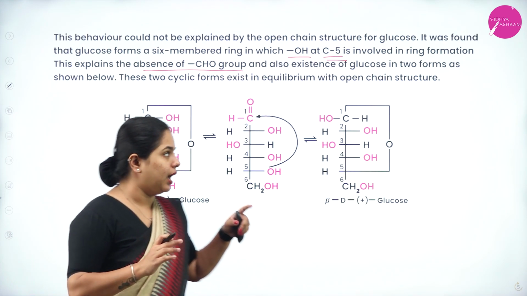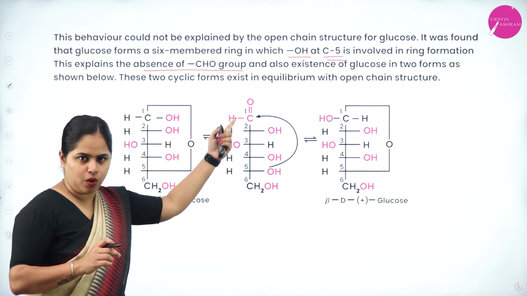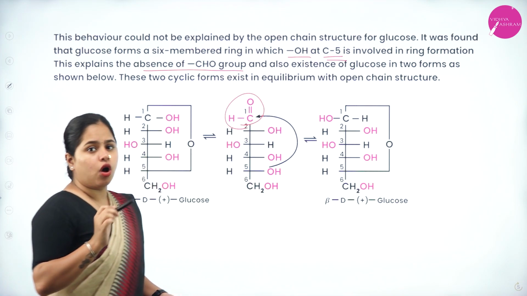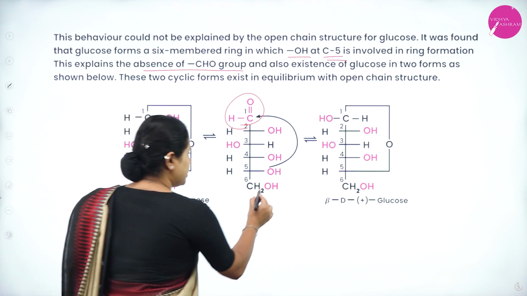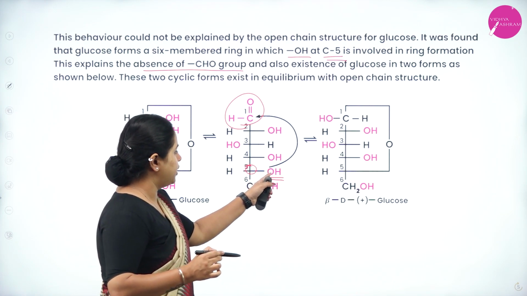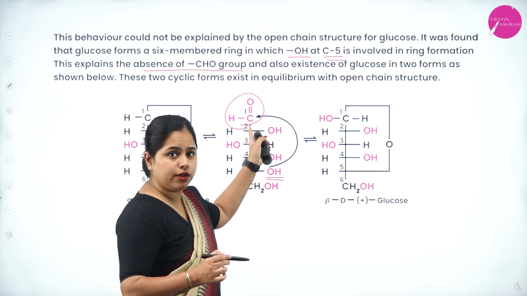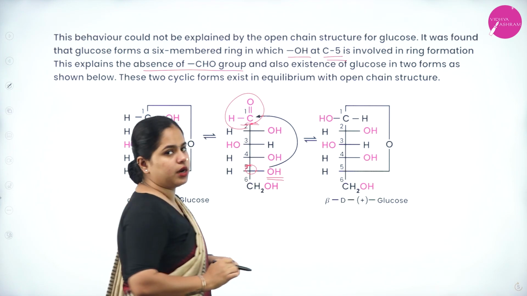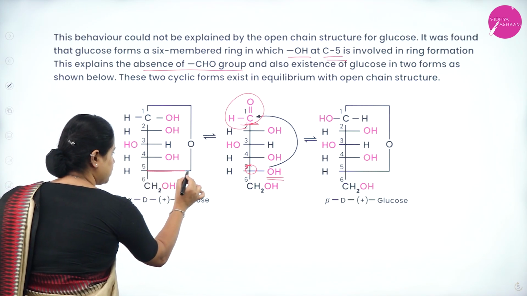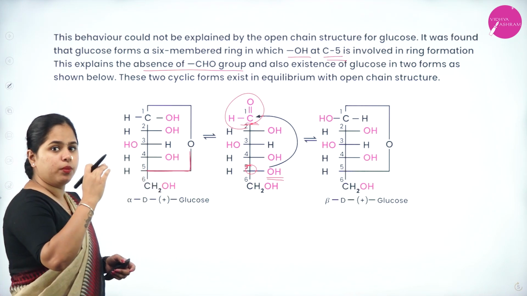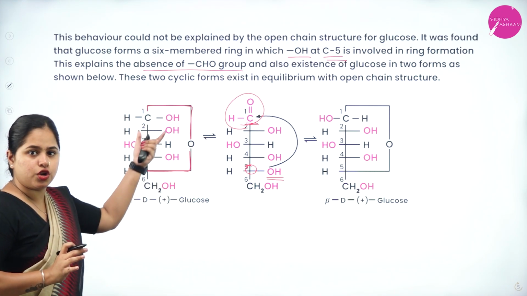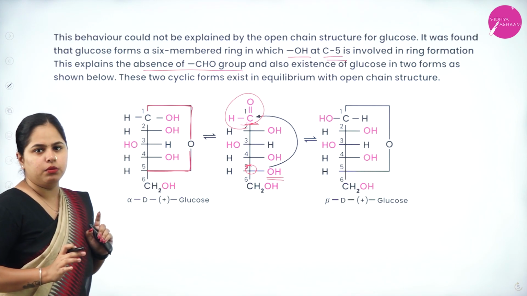The aldehyde group which is present here, this is the open chain structure we have studied. It is not going to exist as such, because you can see the hydroxyl group present on the 5th carbon atom. This hydroxyl group is going to be involved in ring formation with this first carbon atom, which is of the aldehyde. You can see the structure here. The oxygen of this OH is now forming a bond with this carbon atom. So this is a ring structure. Now this is not an open structure and the aldehyde will be missing here.